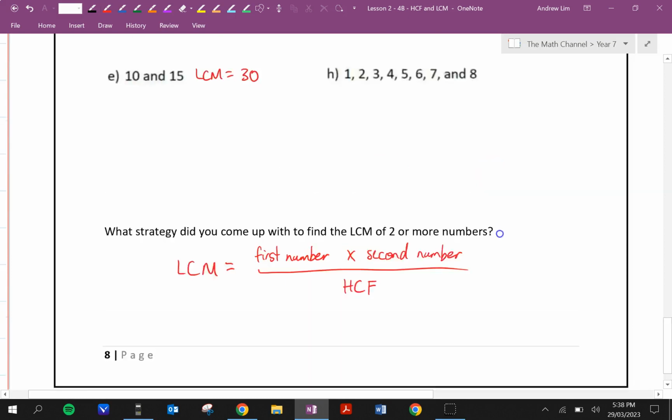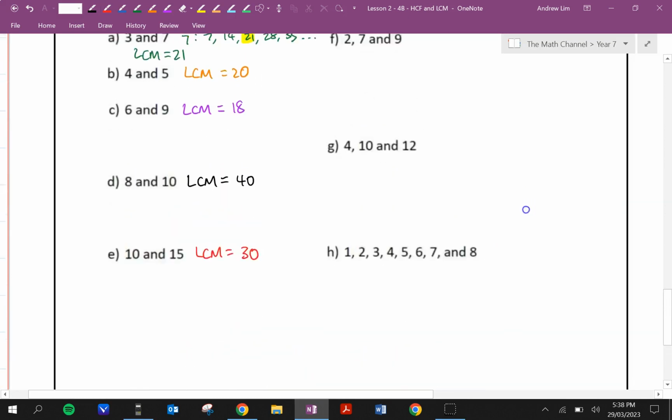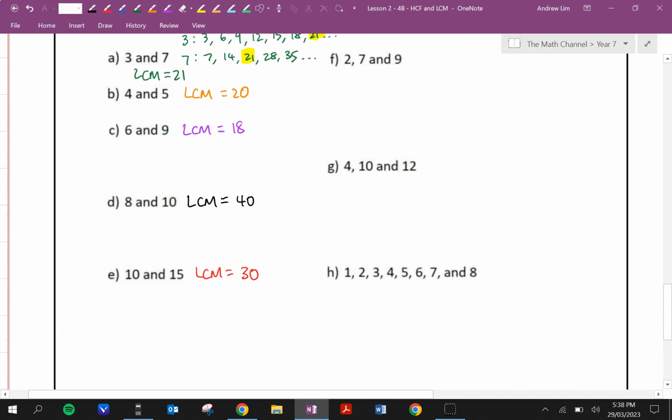So let me go through B to E first, and then I'll show you how to do it with F, G, and H. So we can see here 4 and 5. 4 times 5 divided by, well, what's the highest common factor of 4 and 5? What's the biggest number that they're both divisible by? It's 1. 4 times 5 is 20. 20 divided by 1 is just 20. So that's the lowest common multiple.